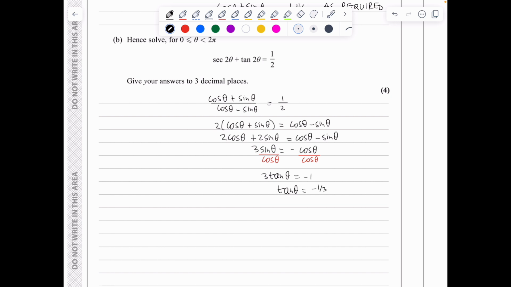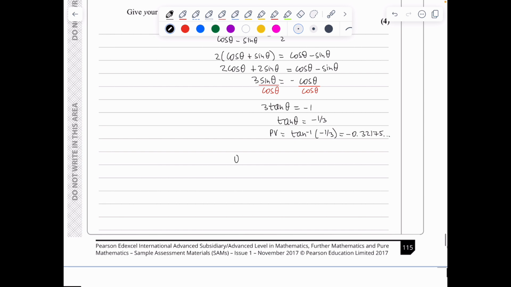I will proceed in finding the PV. So the PV is simply shift tan of -1/3, and this gives an answer of -0.32175..., and I'll be using the generating formula for tan. So θ is the PV of -0.32175... plus πk.